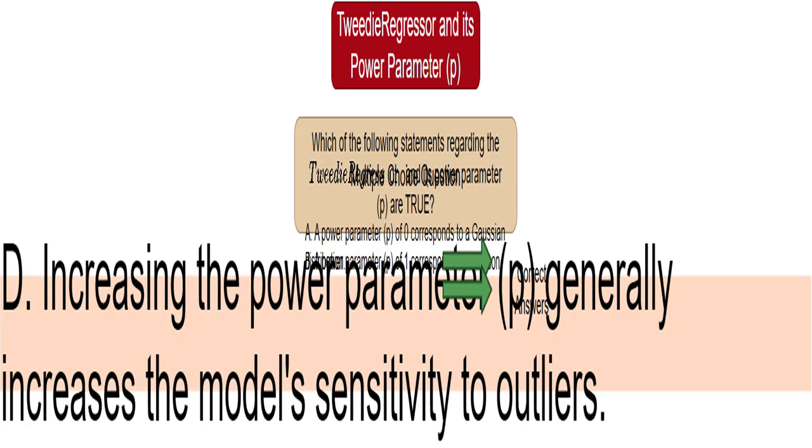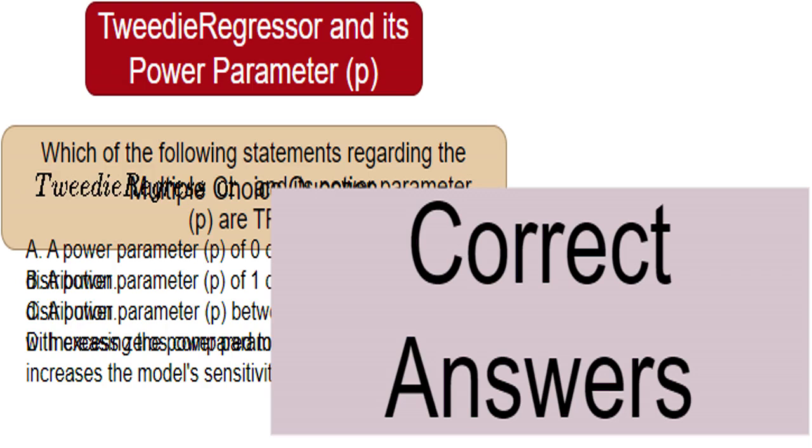Nope, that's incorrect. Increasing p actually makes the model less sensitive to outliers. The heavier tail of the distribution gets shrunk. The correct answers are B and C. Statements B and C correctly describe the Tweedie distribution's behavior and its use in modeling data with excess zeros.